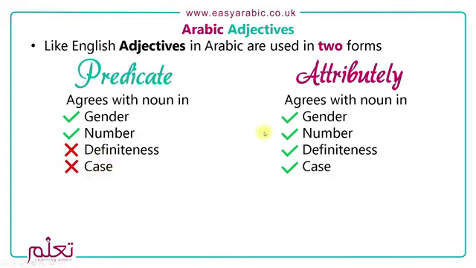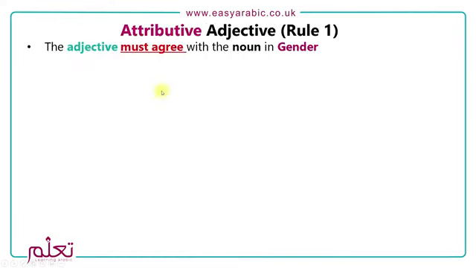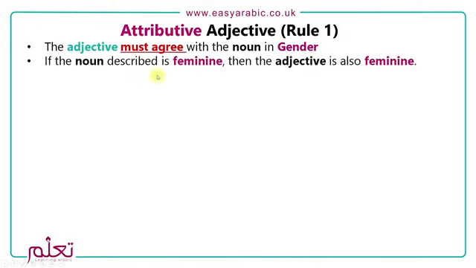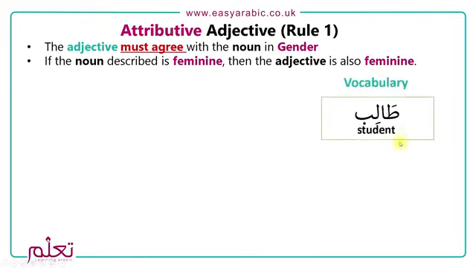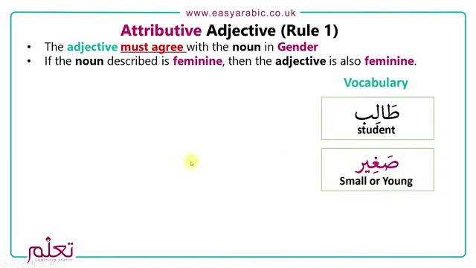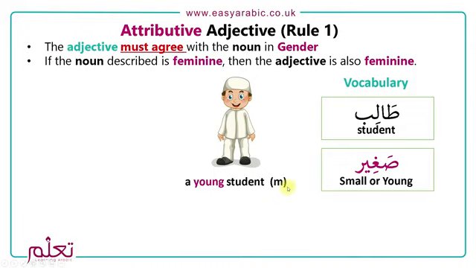We then went on to look at the first rule, which has to do with gender. We said the adjective must agree with the noun in gender. If the noun is masculine, the adjective must be masculine, and if the noun described is feminine, then the adjective must also be feminine. The examples we looked at were talib, which is a male student, and saghir, which is small or young. The example: a young student, male.